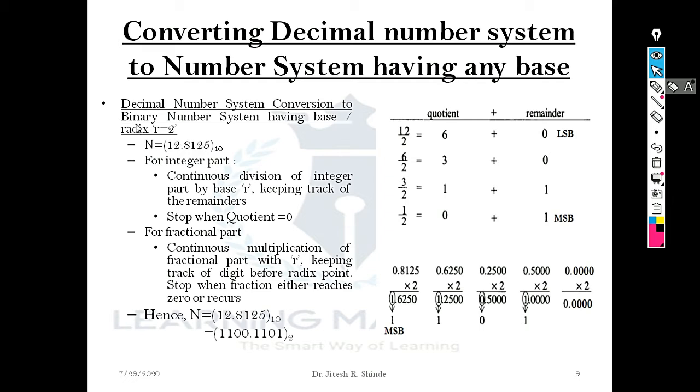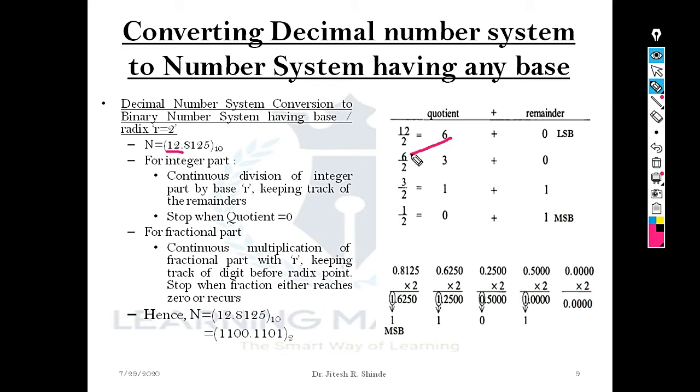Here, let's see how we can convert a decimal number system to a binary number system. Binary number system has base r equal to 2. Let the number be 12.8125. For the integer part, here our integer part is 12. The base for binary here is 2, so 12 divided by 2. The quotient coming here is 6. What's the remainder? 0. Now 6 we are bringing it here.